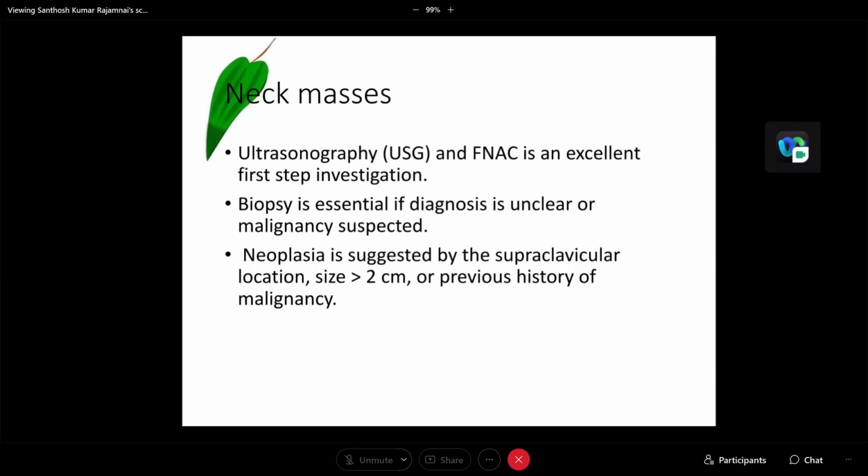So without hesitation, you write FNAC and ultrasonography of the neck. These are the two main workhorse investigations for making a diagnosis of somebody who has a neck swelling. If the diagnosis is unclear on FNAC or ultrasonogram, then better you do an excision or an incision biopsy. And in neoplasia, if you have a supraclavicular lymph node, you have to think in terms of abdominal malignancy or stomach malignancy, as we see in the coming slides.